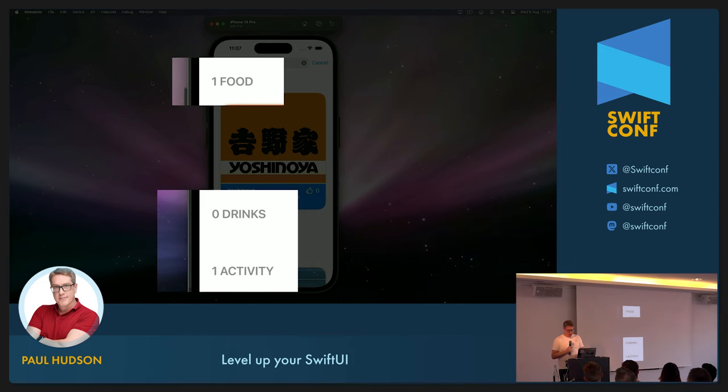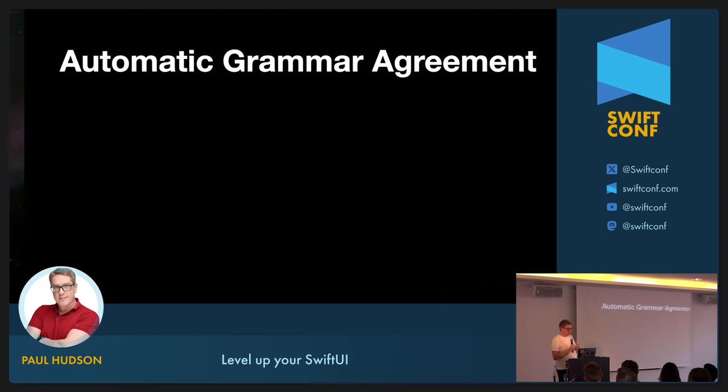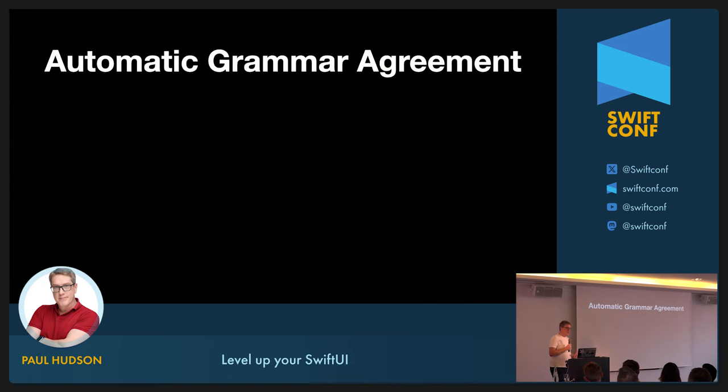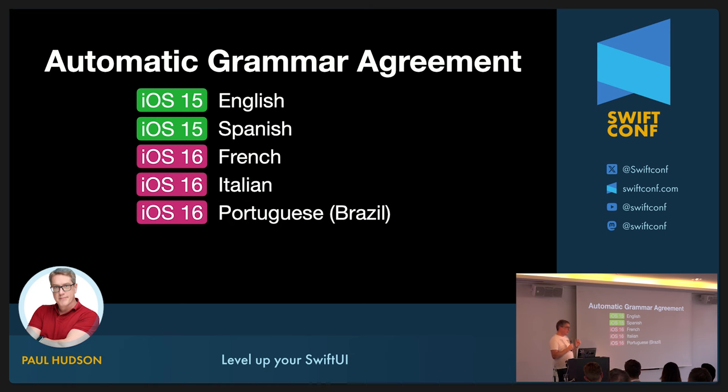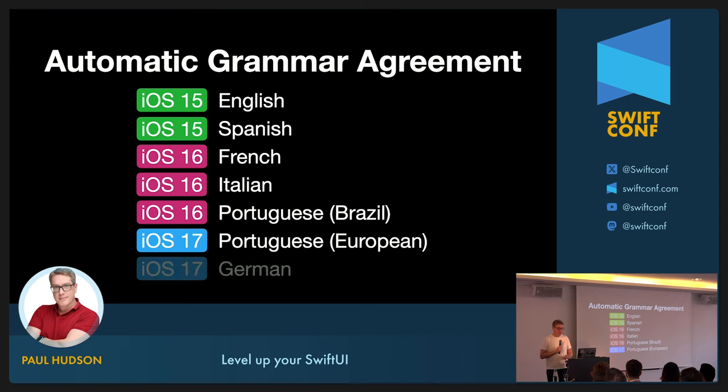This is powered by iOS's automatic grammar agreement. And this shipped in iOS 15 with support for English and Spanish. In 16, they added support for French, Italian, and Brazilian Portuguese. And 17, they added support for European Portuguese and, hooray, German. So at this point, you get what we call EP figs, European Portuguese, French, Italian, German, Spanish, out of the box. It works fantastically well.